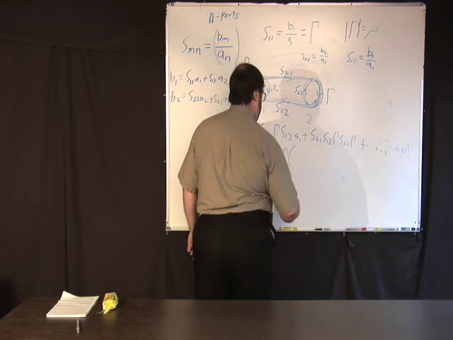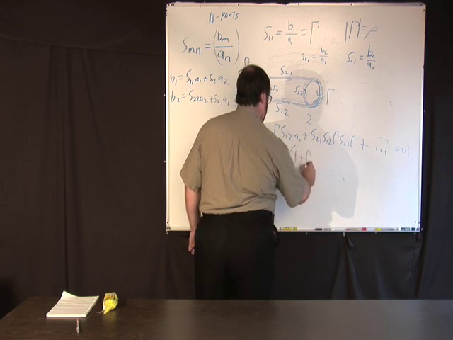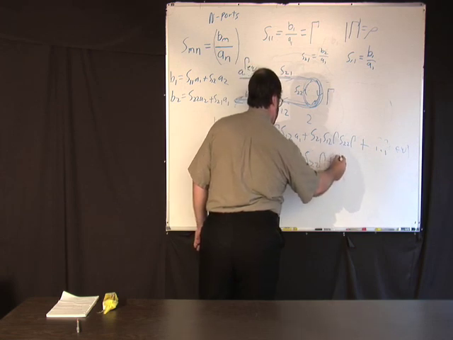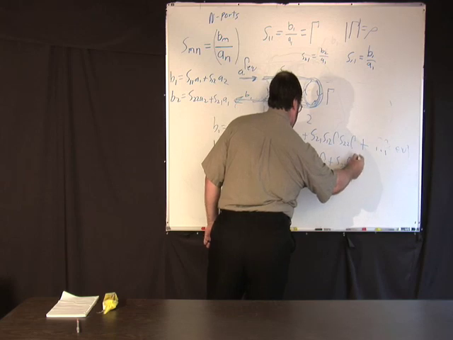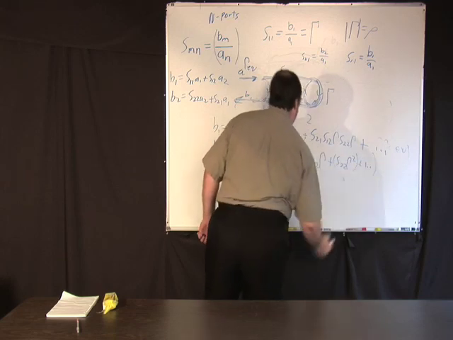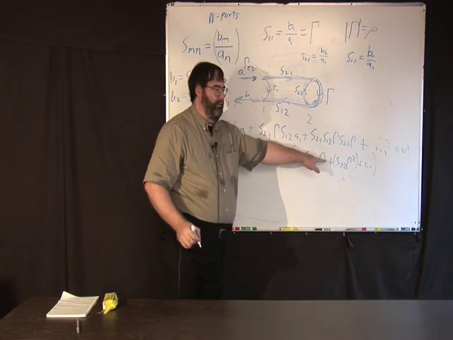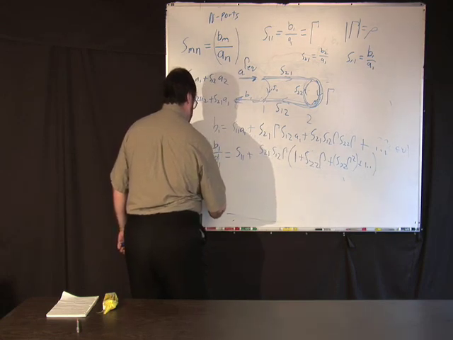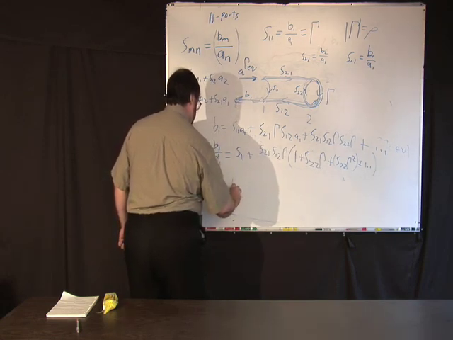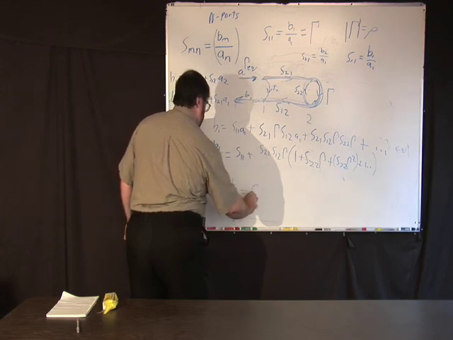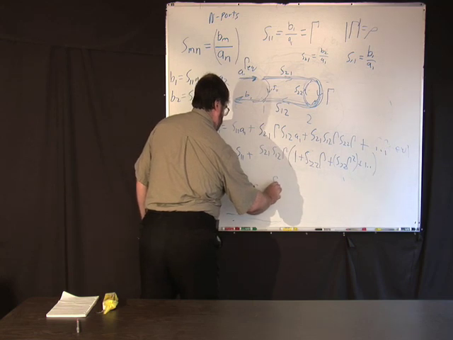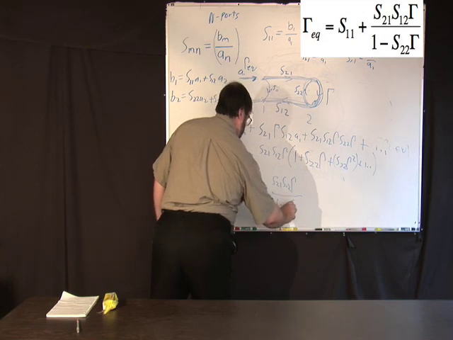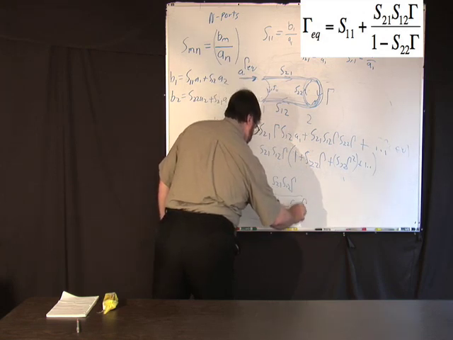And then it's going to be 1 plus S22 gamma plus S22 gamma squared plus, and it turns out, for those of you who understand infinite series, you can sum this series, and you get gamma equivalent, which equals B1 over A1, is equal to S11 plus S21 S12 gamma over 1 minus S22 gamma.